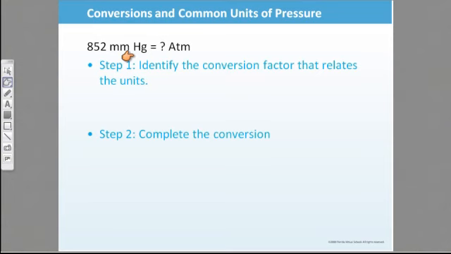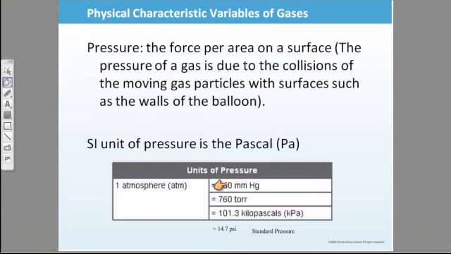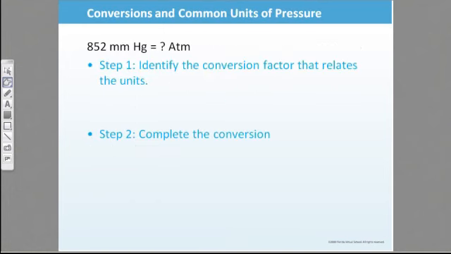So the first thing that we should do is figure out which conversion factors we actually need. Well, if we go back one slide, we're starting with millimeters of mercury, and we need to finish with atmospheres. So we're going to use this top equality. 1 atmosphere equals 760 millimeters of mercury, and we're going to use that as our conversion factor.